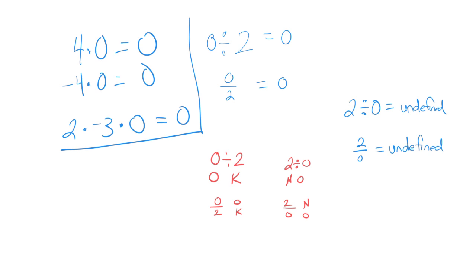Can't do that. So okay means your answer is going to be fine. It's going to equal 0. A no means that it's undefined. So those would be your answers. Okay, so that's just a little trick that we use to help remember which one's which on that.